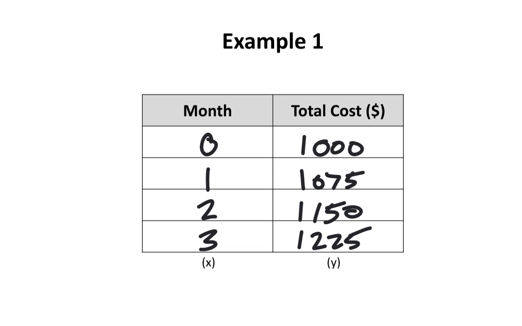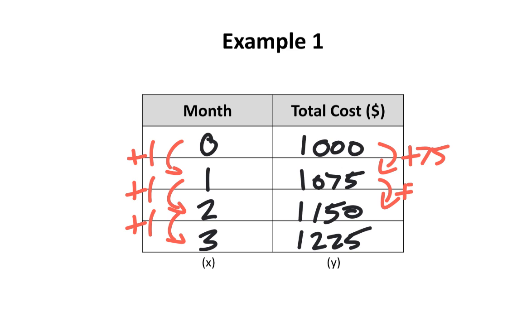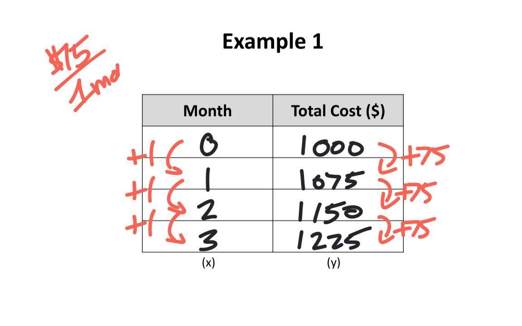At this point, you'll notice a couple of patterns. The month is increasing by 1. Meanwhile, the total cost is increasing by 75. Therefore, the rate of change in this particular situation would be an increase of $75 for every 1 month. Meanwhile, the initial value would be $1,000, since that is the amount of money you pay in month 0.